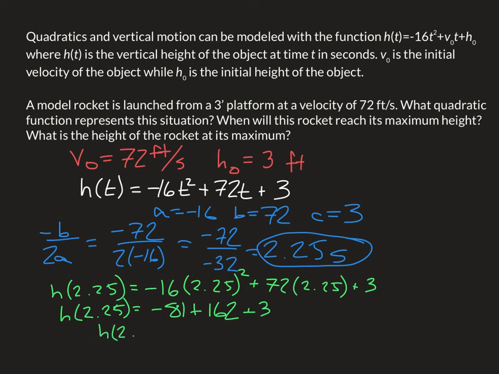So then h of 2.25, so at 2.25 seconds, our height is, well, negative 81 plus 162 is a positive 81, plus 3 makes 84. And that's our height of this object, and that's in feet. So this rocket has a maximum height of 84 feet at 2.25 seconds after launch. Okay, so that's us using quadratics to model vertical motion. For now, we're done.